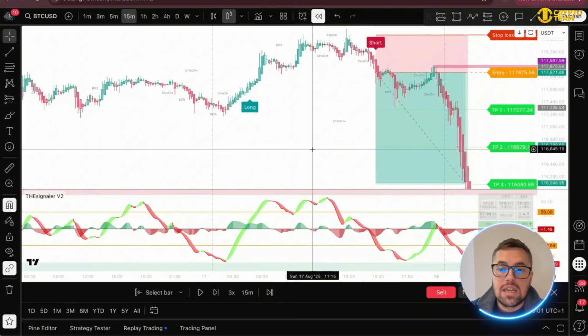As always, the risk that I recommend is 1% on whatever accounts. If you're trading a 100 grand account and you're risking 1%, you're risking $1,000. And if you're winning your TP3, you're making 3 grand.